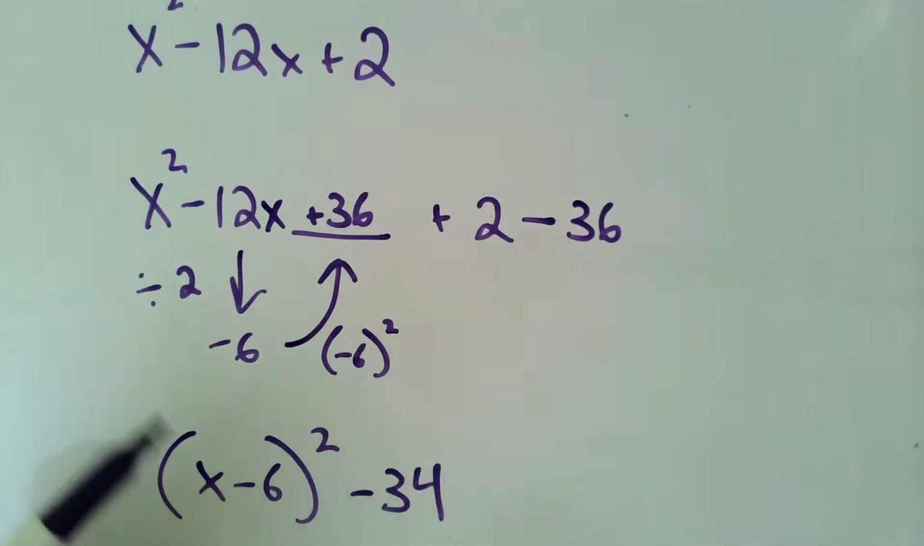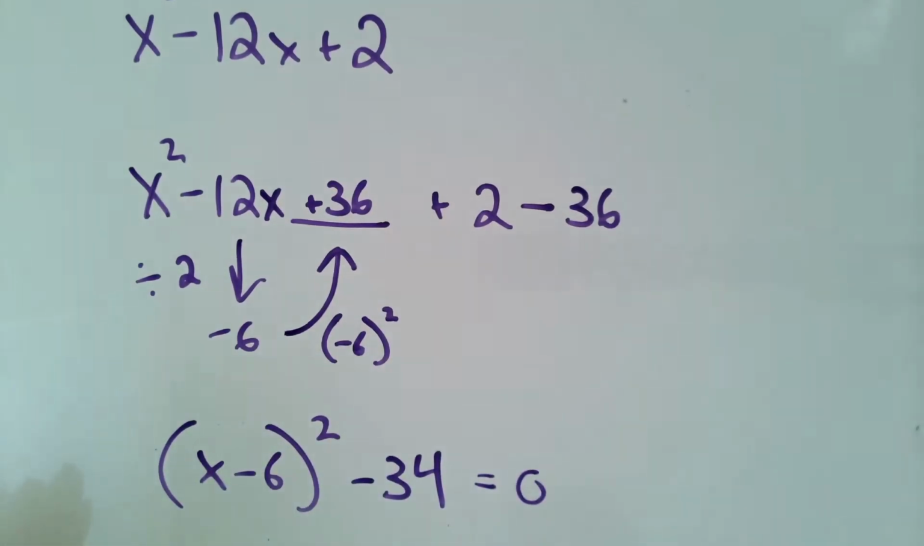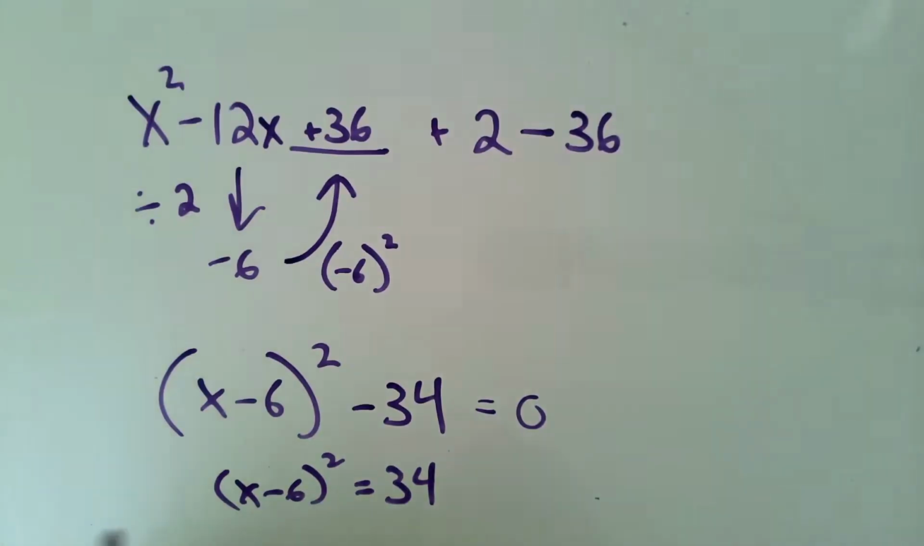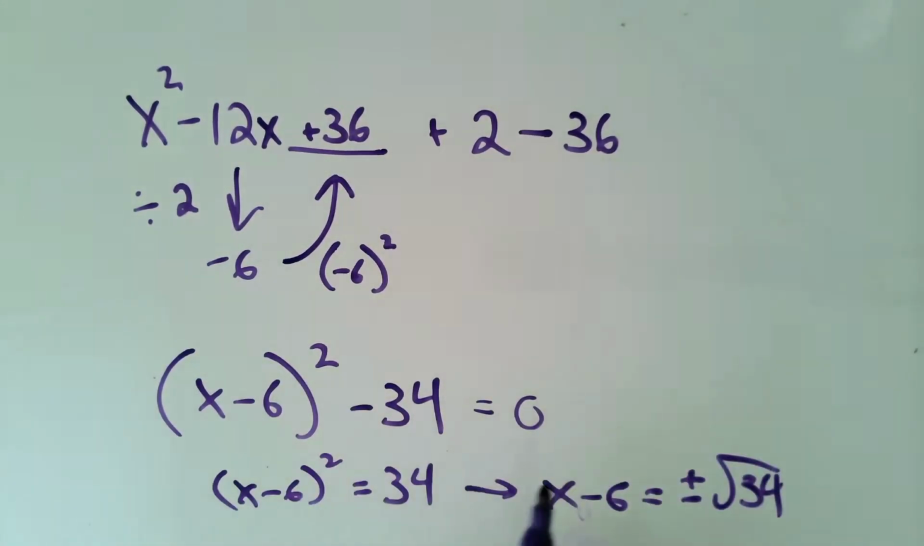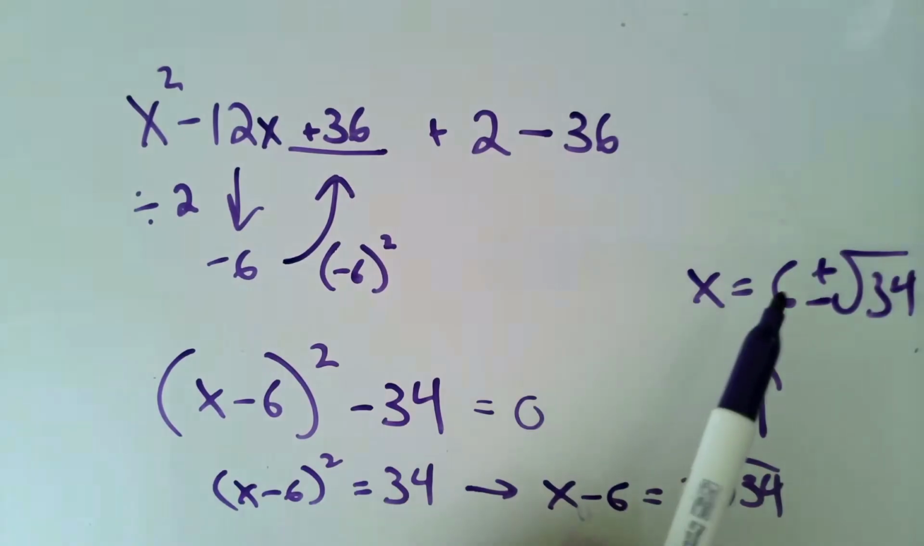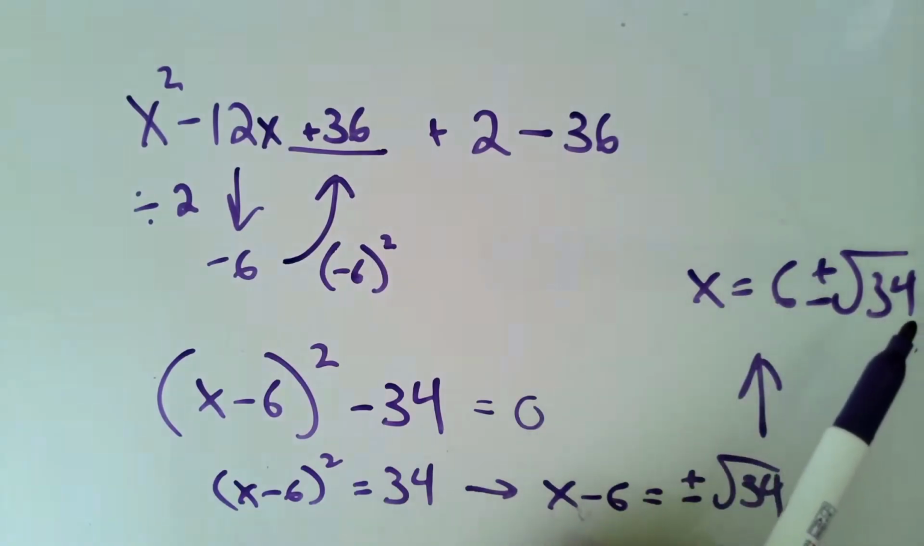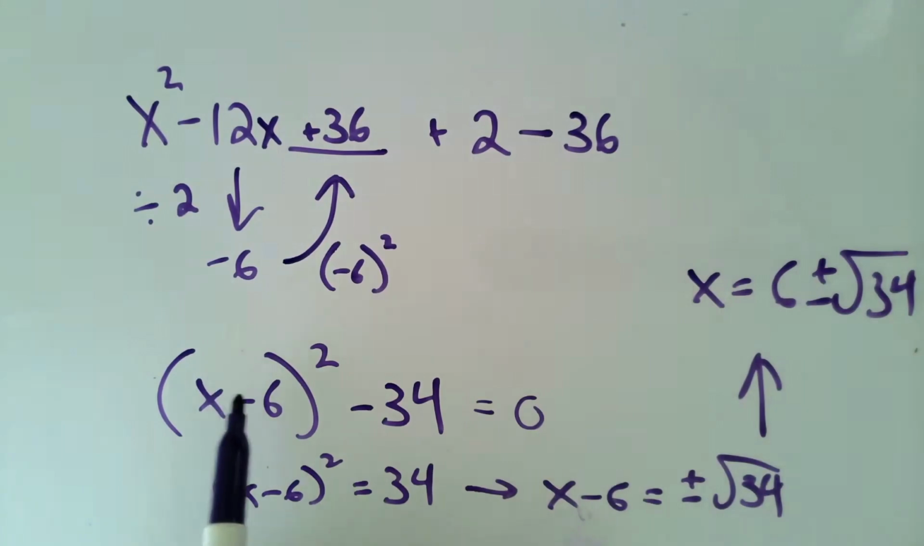So that is my factorization. Now, if I want to find my solutions, that means setting things equal to 0. And so now I'm going to go ahead and keep solving by bringing this 34 over to this side of the equation. And now I'm going to take the square root of both sides. Don't forget that when you square root, you get a plus or a minus. And my final step is I'm going to add 6 to both sides. So x equals 6 plus or minus the square root of 34. Those are my two solutions. This would be considered my factorization.